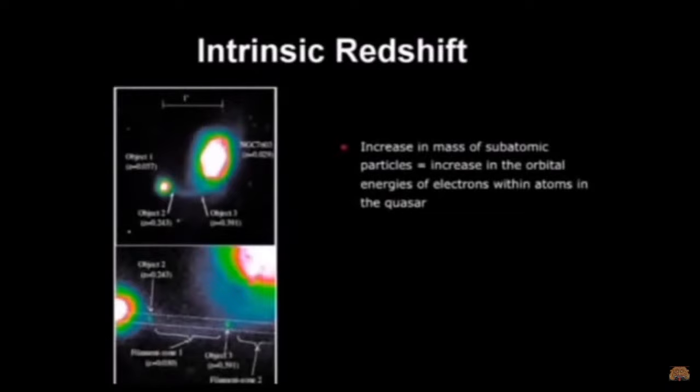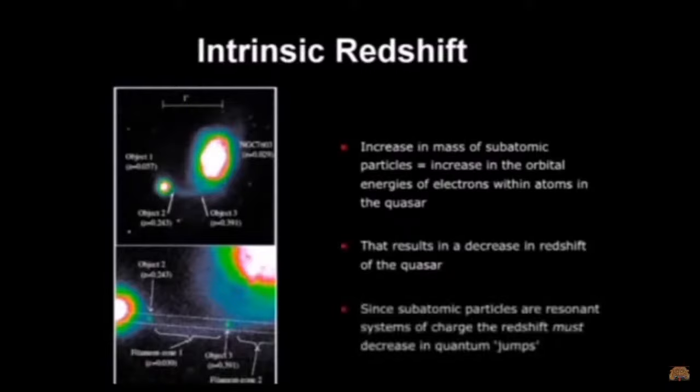Intrinsic redshift: an increase in mass of subatomic particles equals an increase in the orbital energies of electrons within atoms in the quasar. That results in a decrease in redshift of the quasar. And since subatomic particles are resonant systems of charge, the redshift must decrease in quantum jumps. Now, any explanation for this kind of intrinsic redshift gets over the problems that you face if you're trying to talk about the medium between us and the quasar. Because you cannot quantize, as far as I can imagine, the redshift by anything that occurs between us and the emitting object, but it's intrinsic to the emitting object.